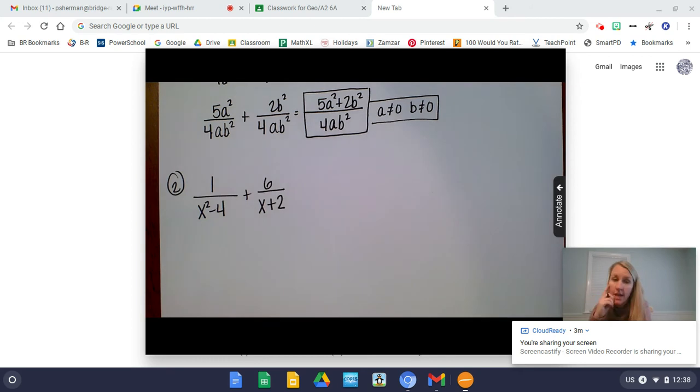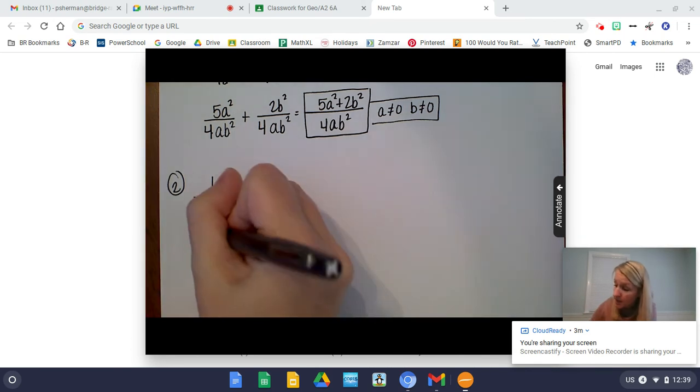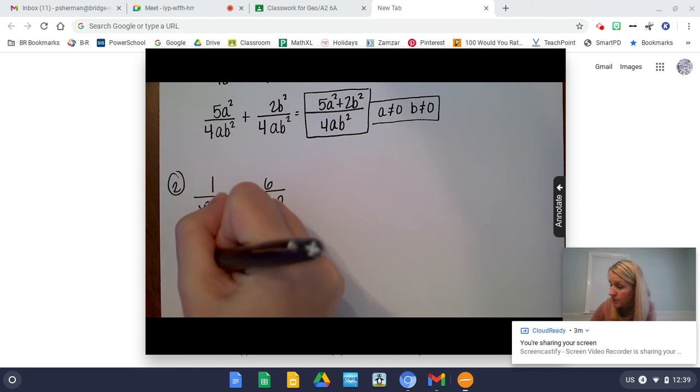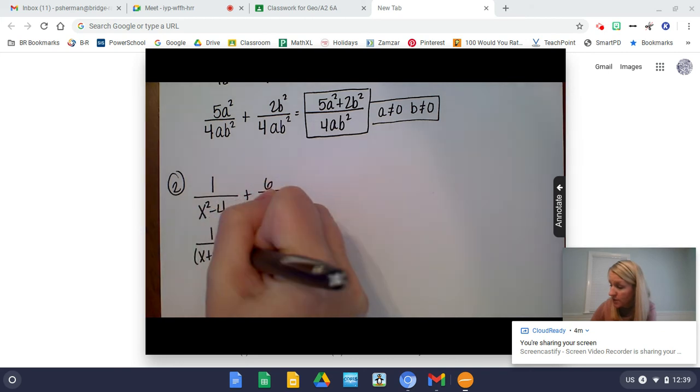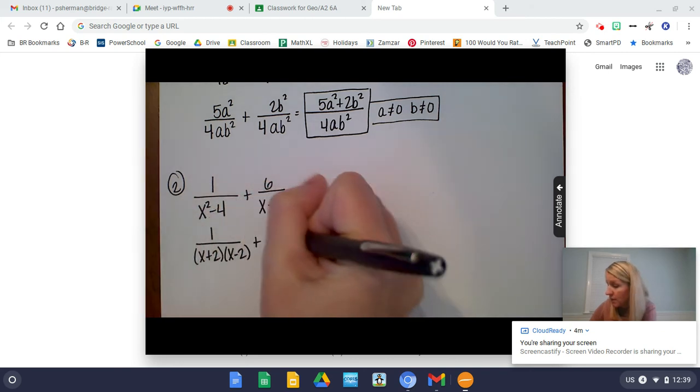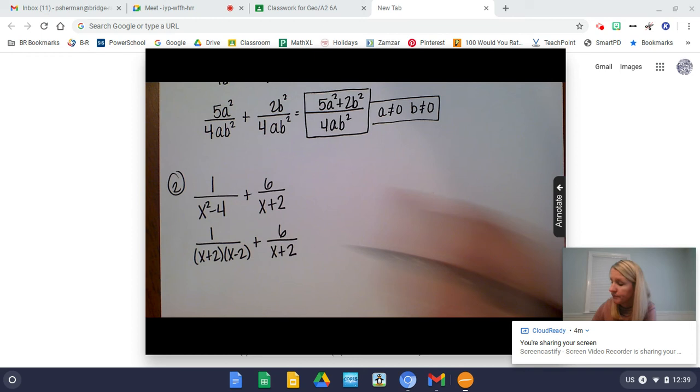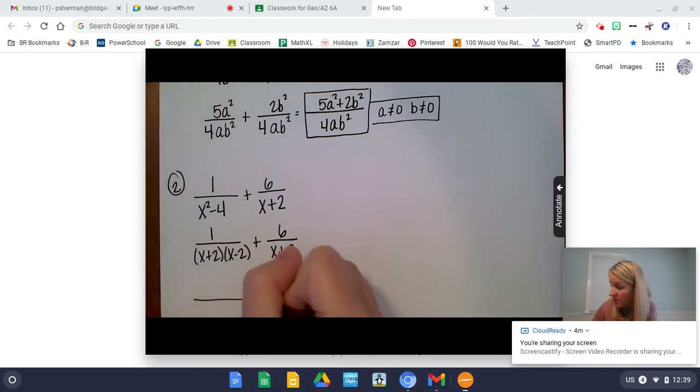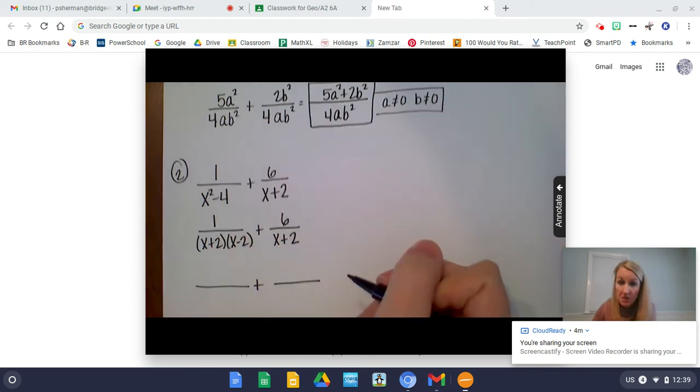So in this case, we're saying, all right, no common denominator, let's find one. But before I do that, I do need to factor. So that first fraction, I'm going to factor the denominator. It ends up being 1 over, and that's like a difference of 2 squares, x plus 2, x minus 2. And then over here, we have that. Okay. So my common denominator, I just make sure everything's right.